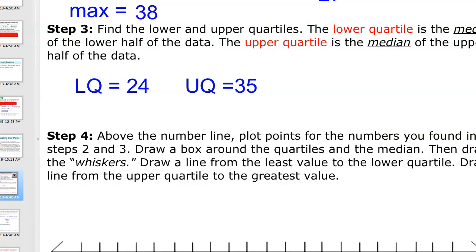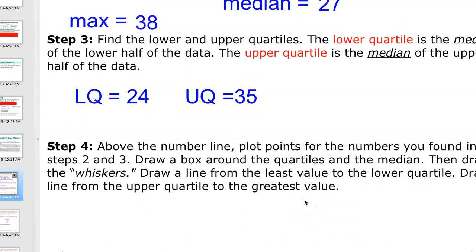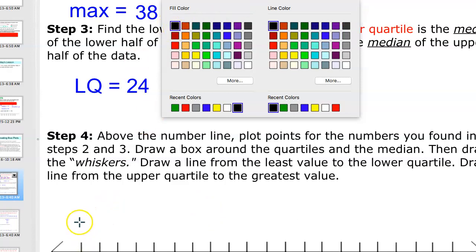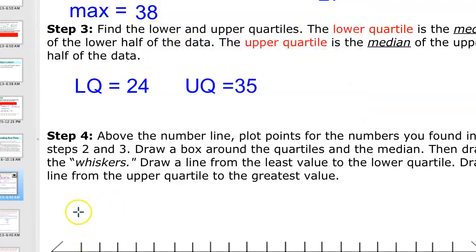So you're going to draw your number line. I drew my number line from 20 to 38 because 20 is my smallest number, 38 is my largest. Okay. I'm going to go ahead and put my dot at 20. That's my minimum. I'll adjust it if I need to. Then 38 is my maximum.